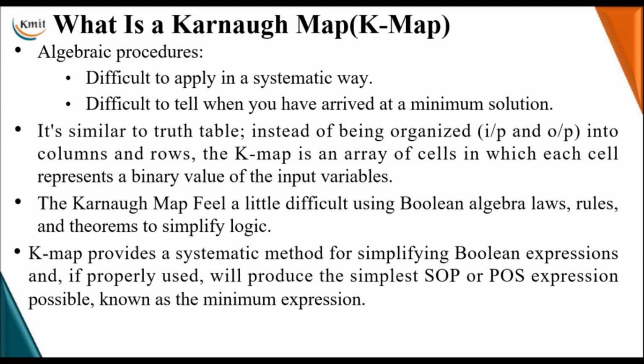In short form, we call this the K-map method. A K-map is similar to your truth table. A truth table is defined with a set of inputs and their outputs, which are represented in the form of columns as well as rows. In the same manner, in your K-map you have an array of cells where each cell represents the binary values of your input variables.